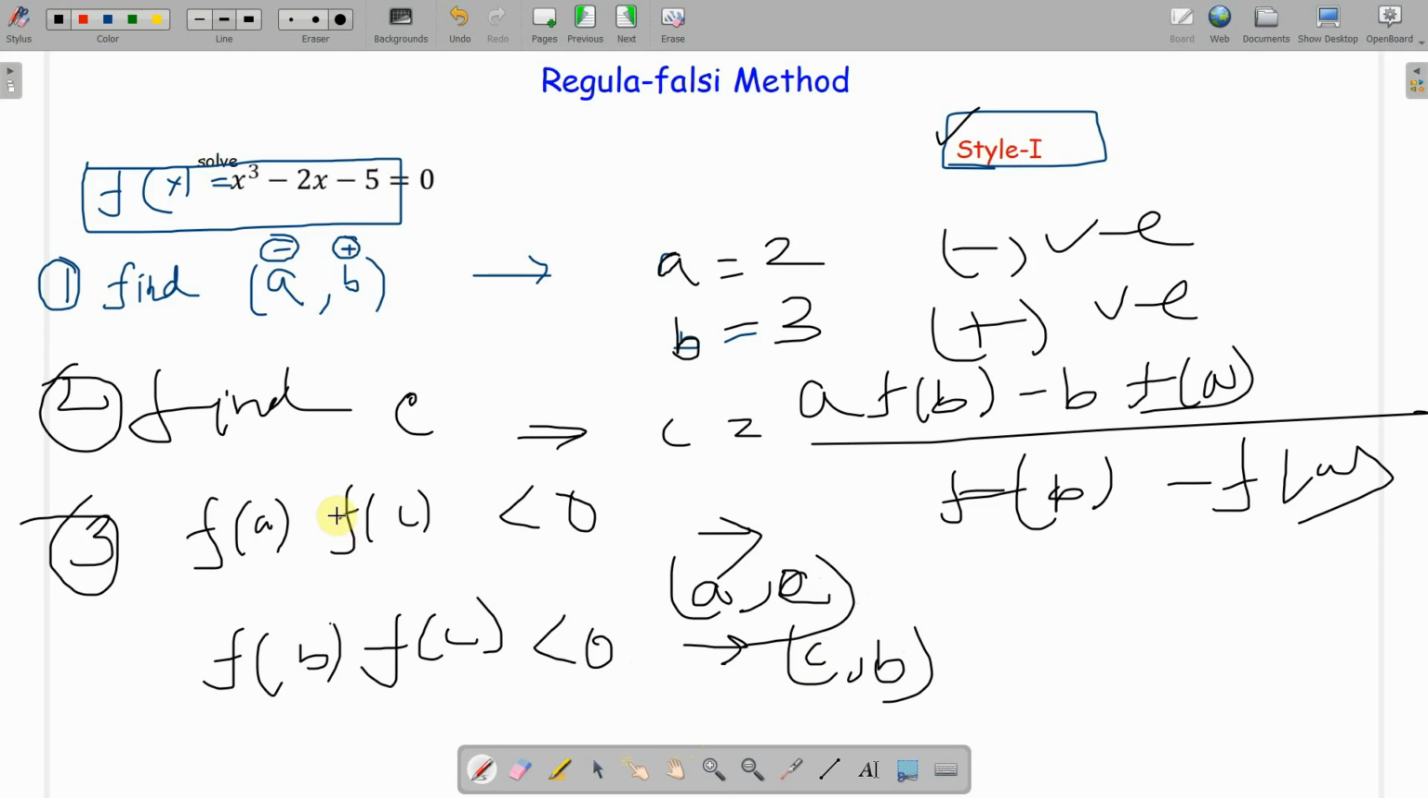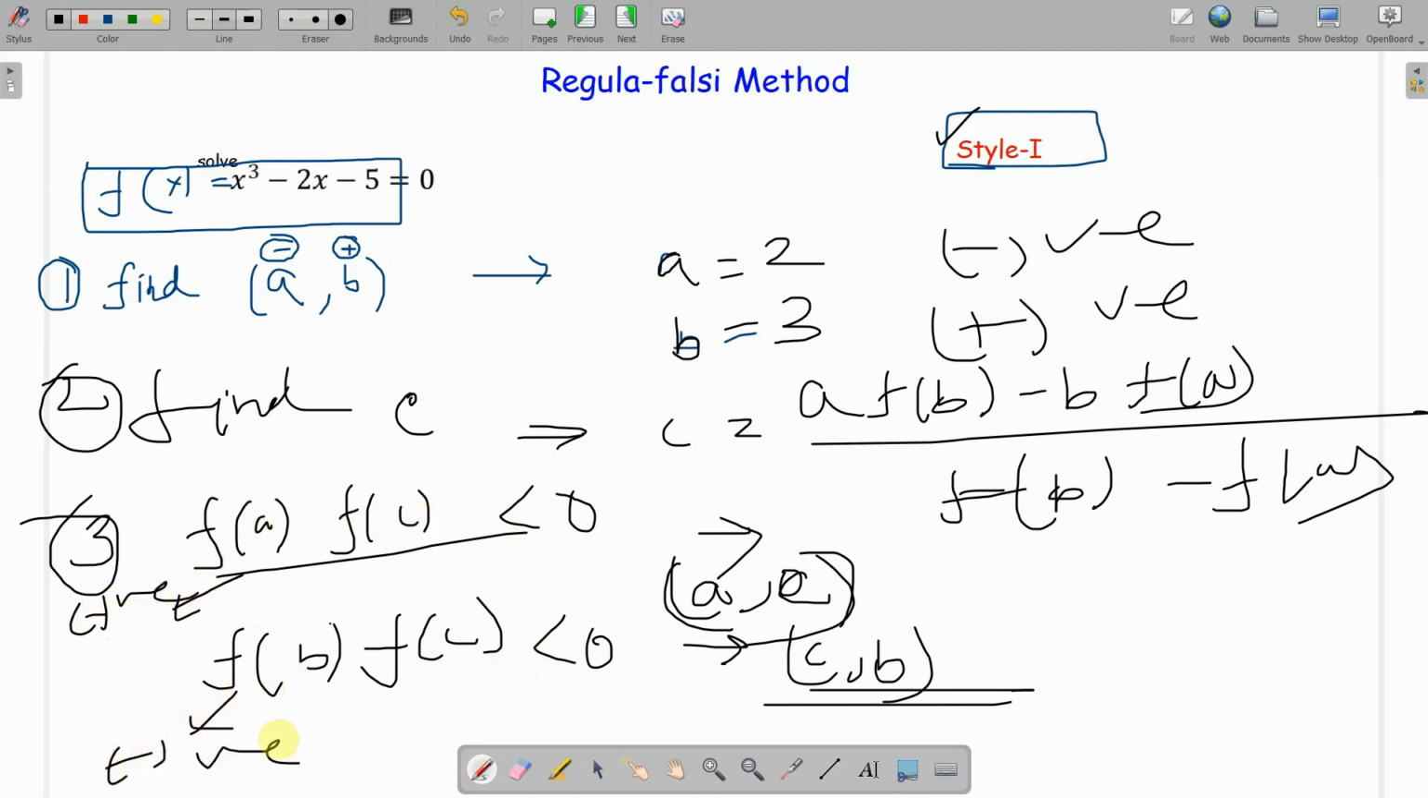Okay, so if we write it in a mathematical way, you have to calculate FA FC. If it is less than 0, then the root will be in between A and C. If FB and FC give a value less than 0, then the root will be between C and B. Means if this is giving you negative, then the root will be between A and C, and if this is negative, it will give you the interval C and B. C is the outcome of the first iteration.